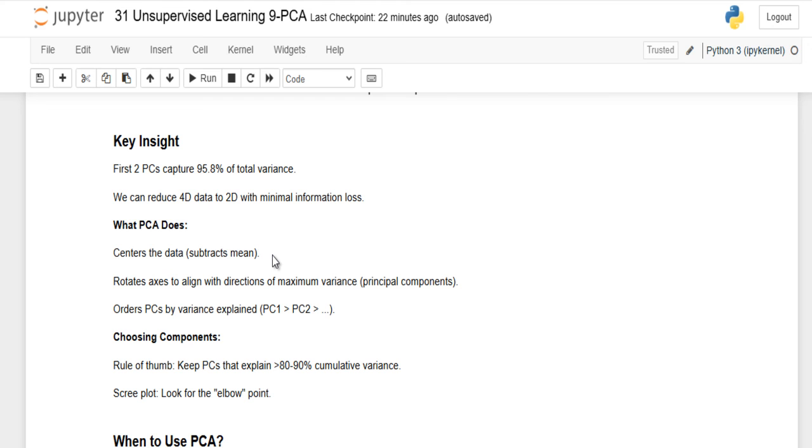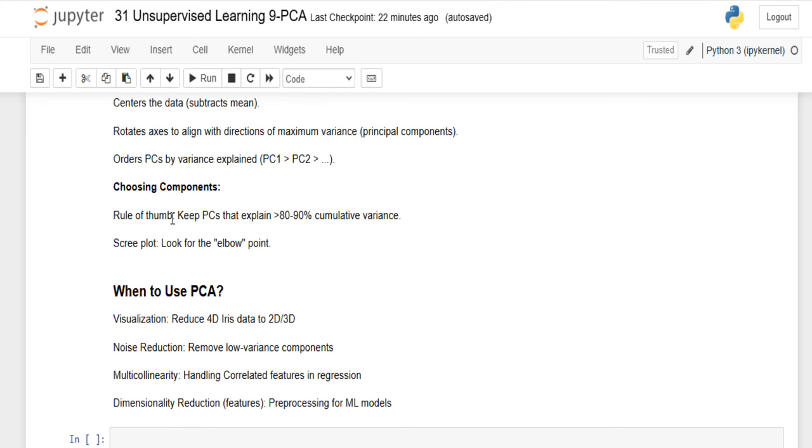And what does it do actually? It centers the data. It rotates axes to align with directions of maximum variance, which is called the principal component. And it orders PCs by variance explained. PC1 is more than PC2, and so on. So the lower the PC number, the higher the variance explained. The rule of thumb is to keep PCs that explain more than 80% to 90% cumulative variance. All right, that's what we have to keep.